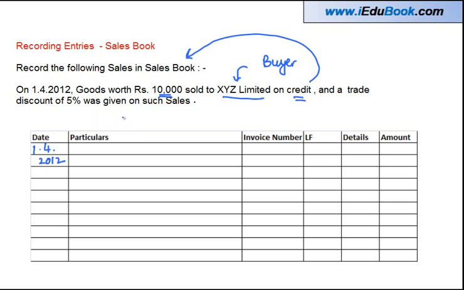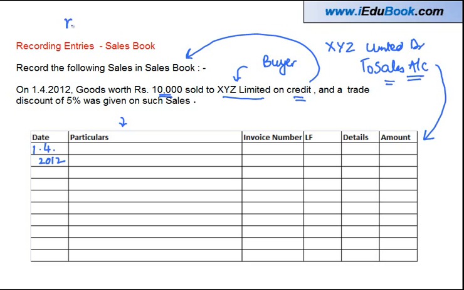Now date I have already written. In the particulars column I need to write the name. If I were to ask you what is the entry made for credit sales, what will you say? You will say I will debit the debtor or the buyer XYZ Limited, credit to sales account, right? So whenever the sales account is credited, it's basically the case of sale of goods and material which the company is dealing in on credit, then it is recorded in the sales book. Let me give the heading also out here.